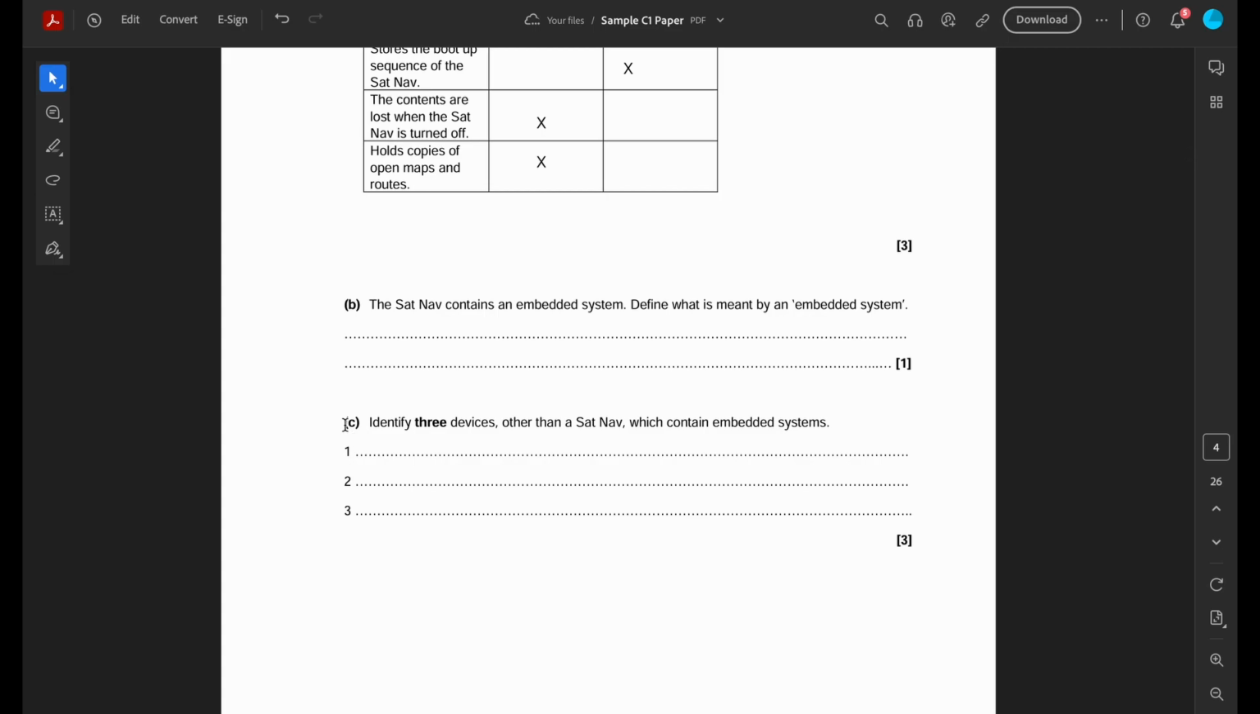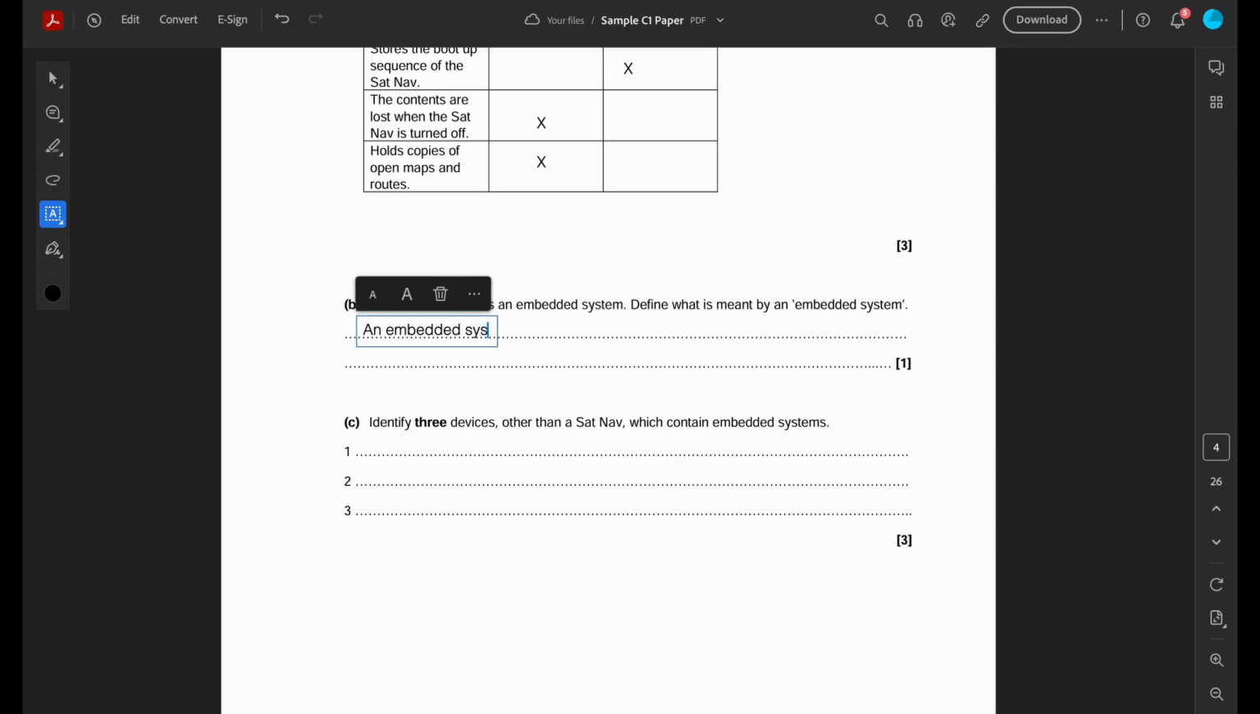The sat nav contains an embedded system. Define what's meant by an embedded system. Now, the exam board in the summer, this video has been recorded in November 2023, changed the answer a little bit. So, an embedded system, this is why coming to someone like Smash Your Exams is very good, because we will read all the papers and we will look at all the little differences the exam boards do, while other tutors or other companies often don't.